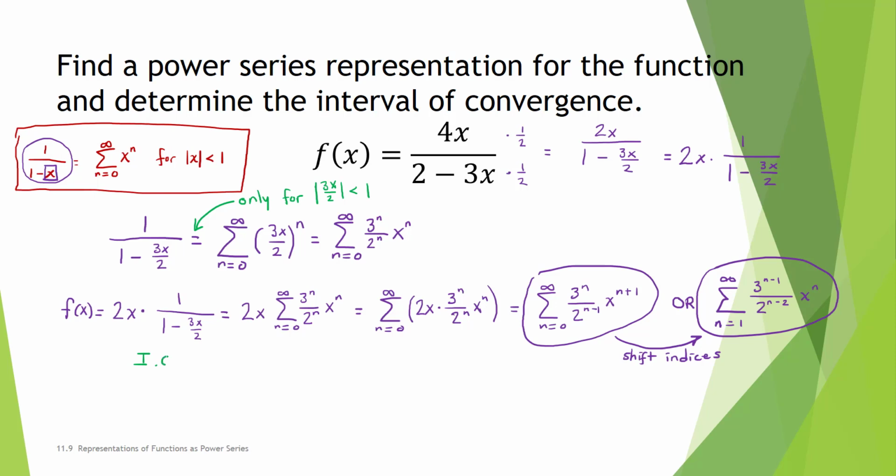So to find our interval of convergence, we know that the absolute value of 3x divided by 2 is less than 1. Or in other words, 3/2 times the absolute value of x is less than 1. Or the absolute value of x is less than 2/3. Or x is between negative 2/3 and positive 2/3. So our interval of convergence is the interval from negative 2/3 to positive 2/3.